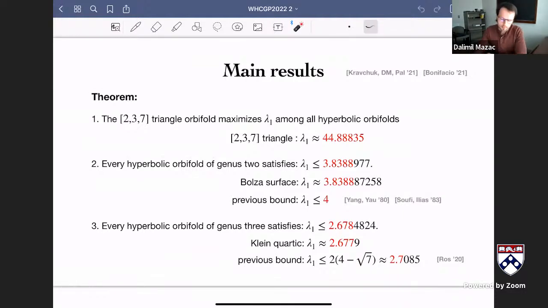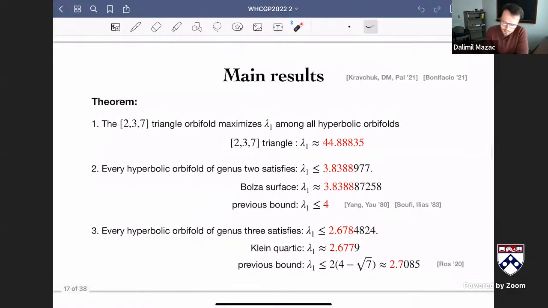Okay, finally, here is a summary of the results, and then I'll tell you how we actually got the results right after that. So we were able to prove that the first point is not really surprising, but it's still interesting to prove it: the 2, 3, 7 triangle orbifold maximizes the spectral gap among all hyperbolic orbifolds. In particular, the spectral gap is approximately 44.88835.